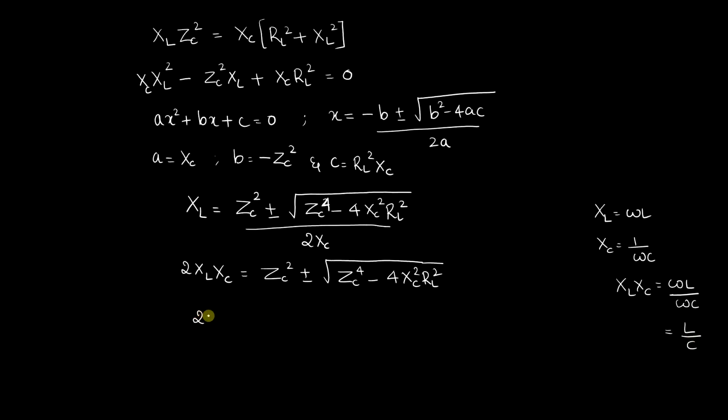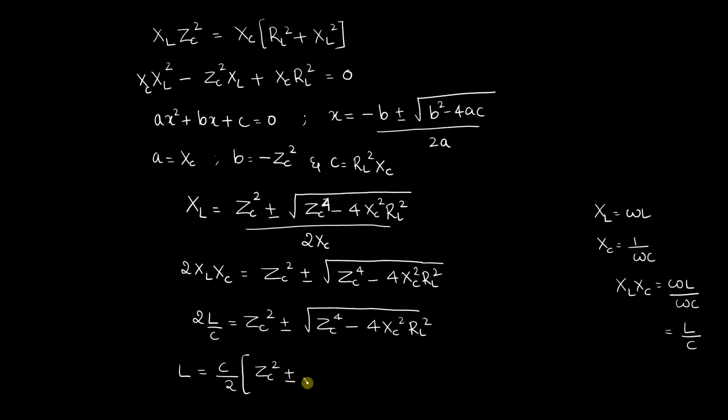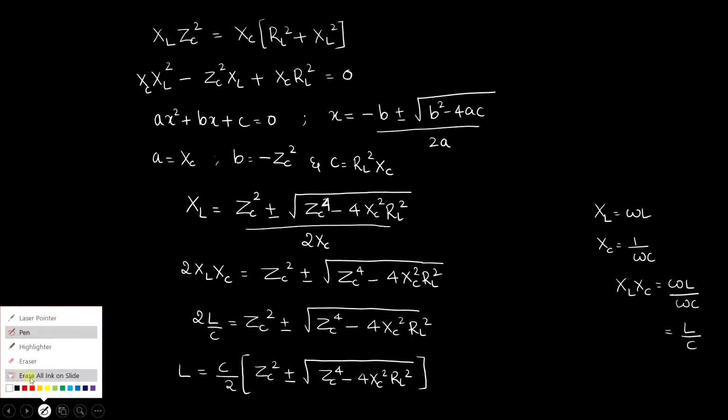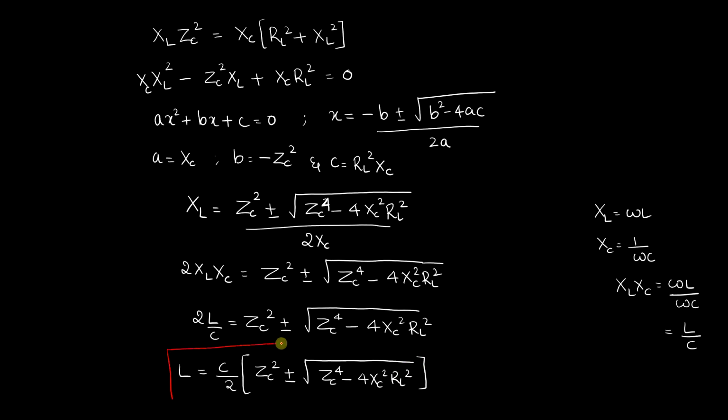So I can write this as 2 times L by C to be equal to ZC square plus or minus square root of ZC to the power 4 minus 4 XC square RL square. So I want basically the value of the inductor. So rearrange this particular expression. This will be L to be equal to C by 2 ZC square plus or minus square root of ZC to the power 4 minus 4 XC square into RL square. So this is my final expression for the value of the inductor that is obtained by varying the circuit element, and in this case it is the inductor.